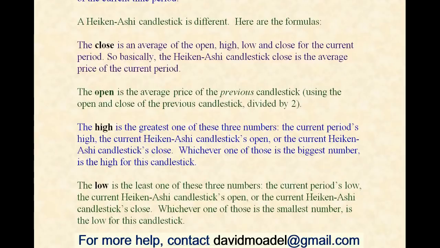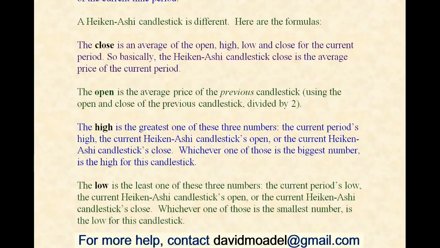Okay, here we go. The close, and this is for Heikin Ashi candlesticks, the close is an average of the open, high, low, and close for the current period. So basically, the Heikin Ashi candlestick close is the average price of the current period. The open is the average price of the previous candlestick, using the open and close of the previous candlestick divided by 2.